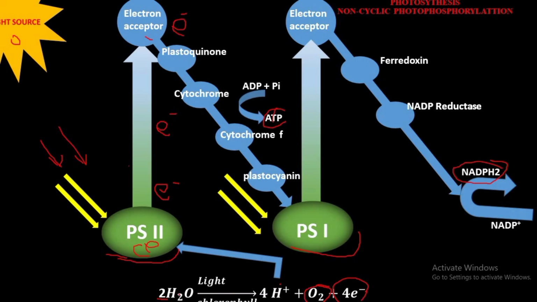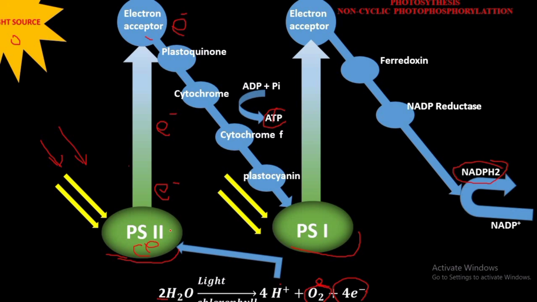The oxygen that is released during photolysis is released into the atmosphere, and it is the one that we use during respiration. This is the main source of oxygen during the process of photosynthesis.